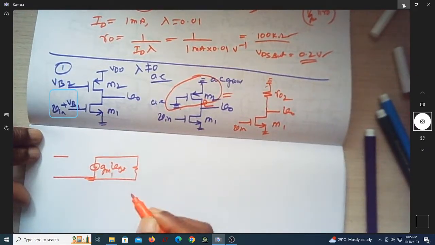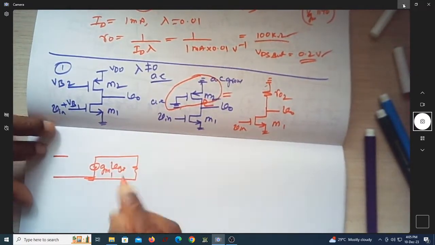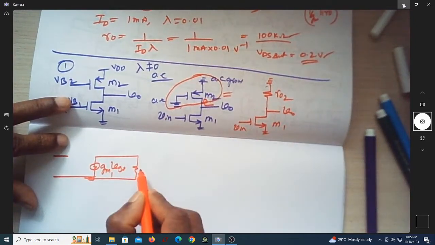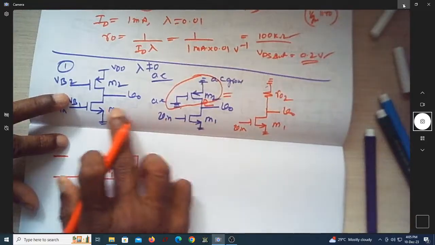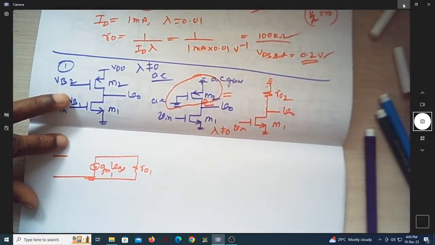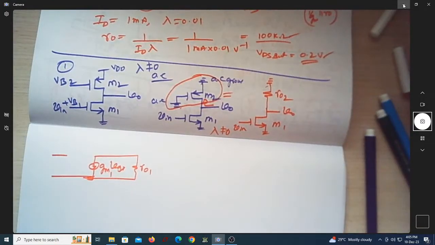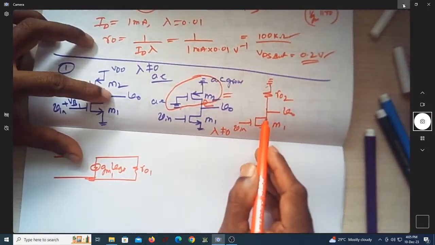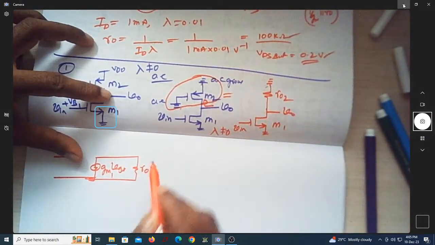Shall I write it as GM1 into VGS because it is M1? What is this? Does it have a resistance associated with it as R01? Because lambda is non-zero, there is an associated R0. So let us name the resistance associated with this as R0.